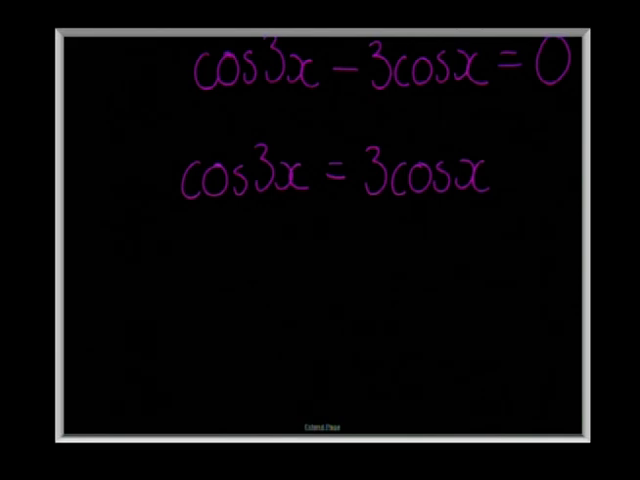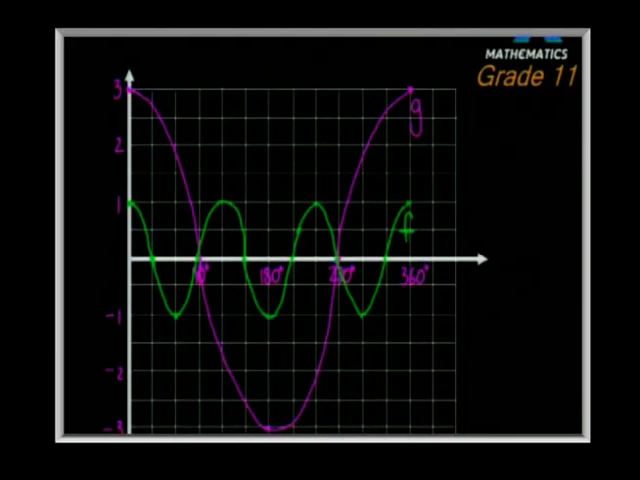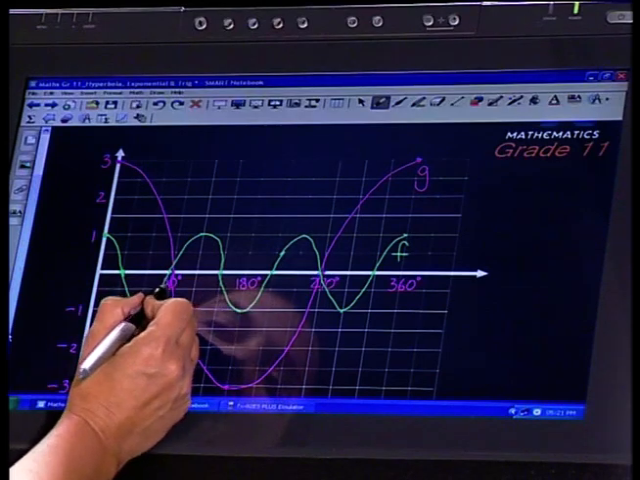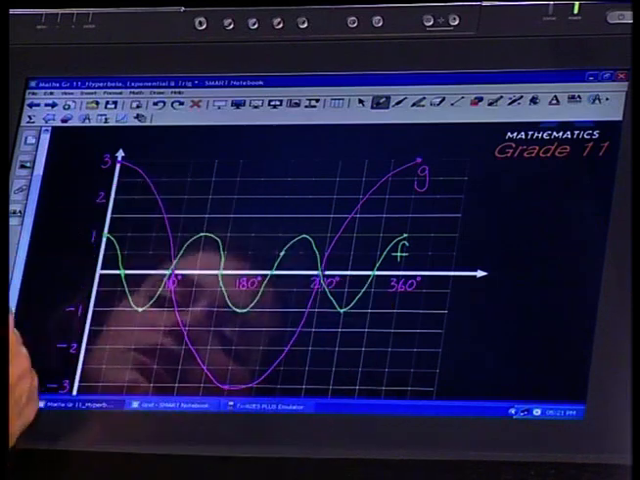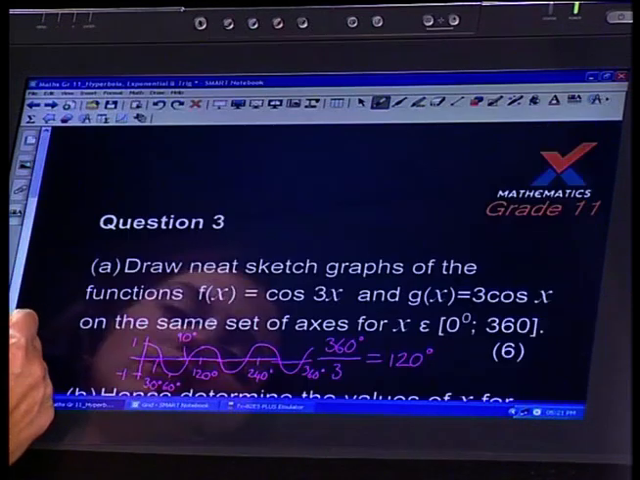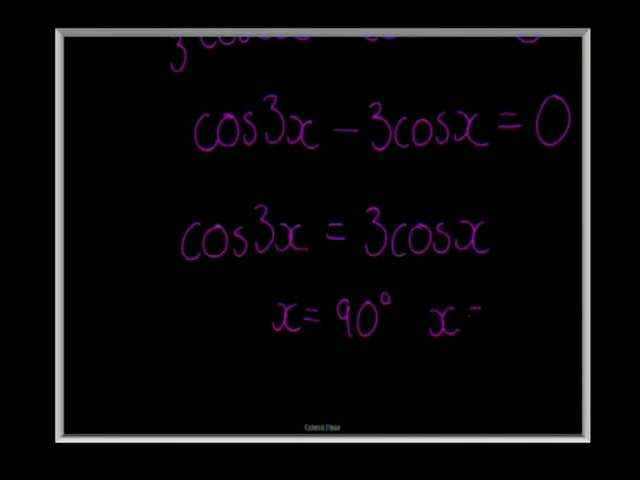Now we don't need to solve this. We can just go to our graph, and we see that the points of intersection happen at 90 and at 270 degrees. So there's no need to solve it. We can just write down our answers. x will be equal to 90 degrees, or x will be equal to 270 degrees. And that's it for that question. Let's move on to question 4.